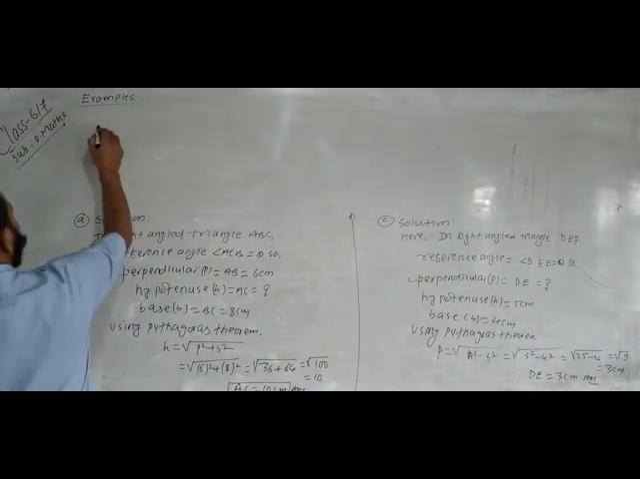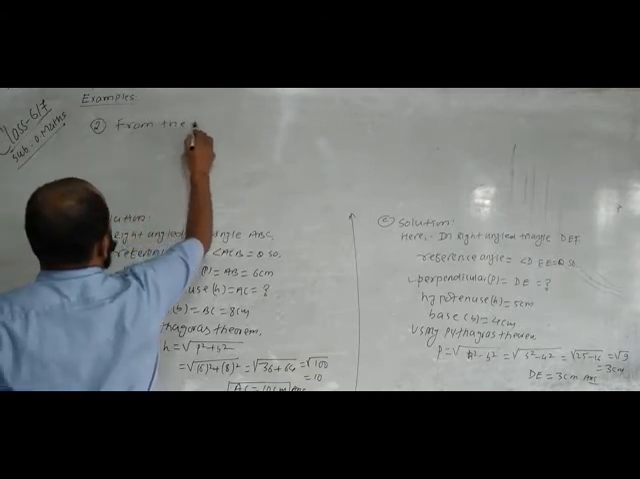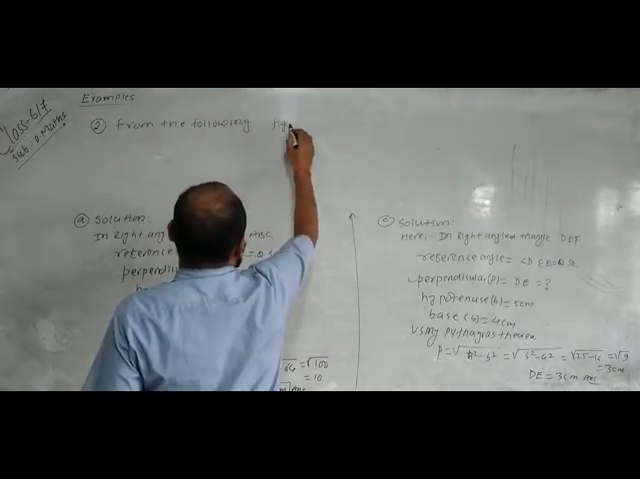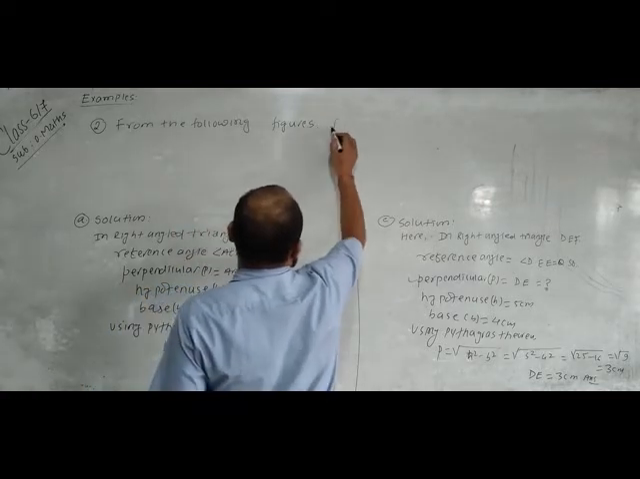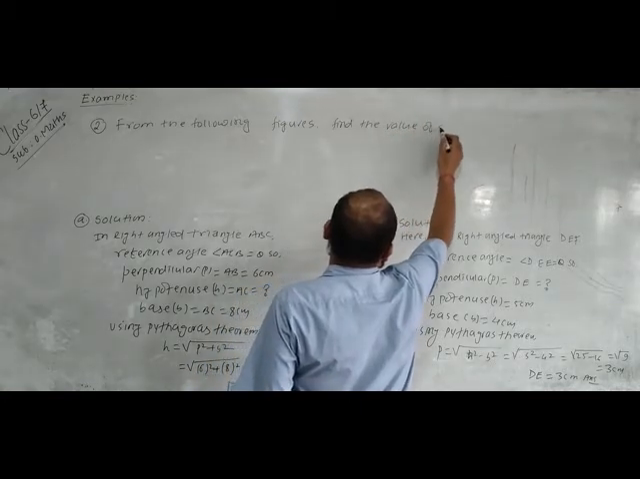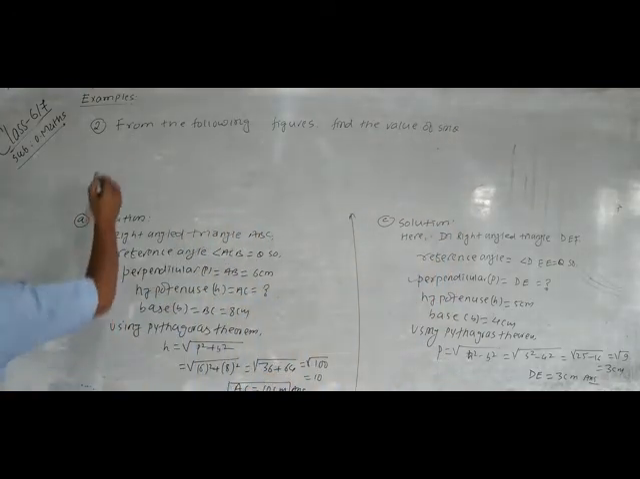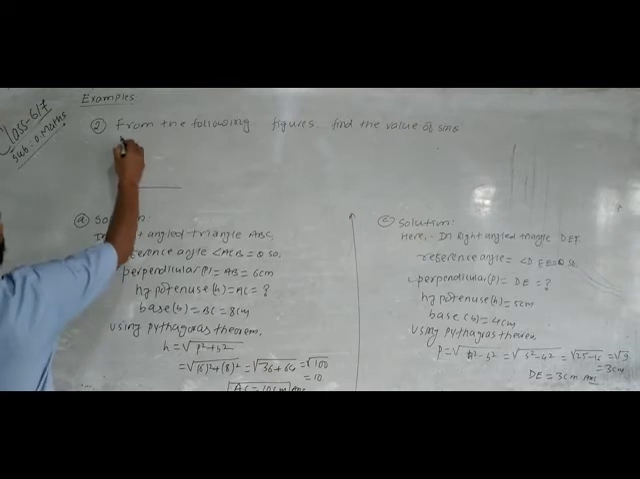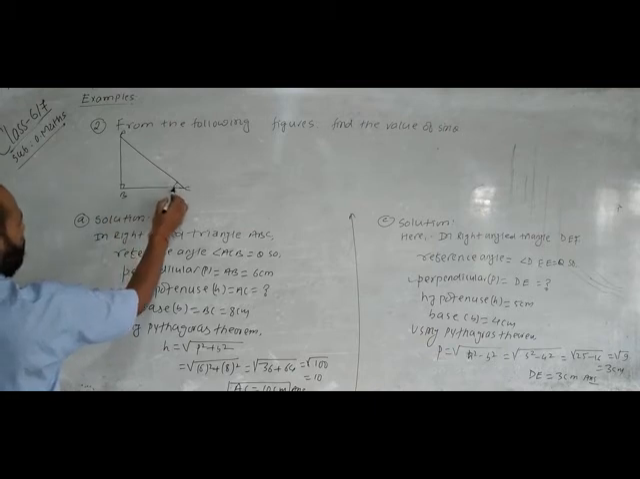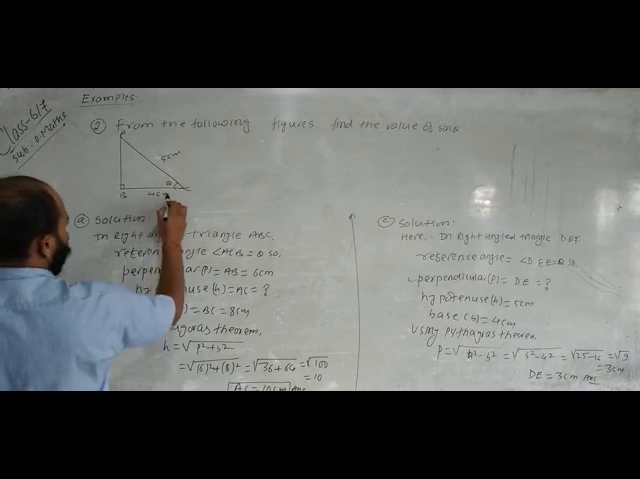In example number 2, from the following figures, find the value of sin theta. Now look here. A, B, C. This is theta, and here it is 5 cm. This is 4 cm.